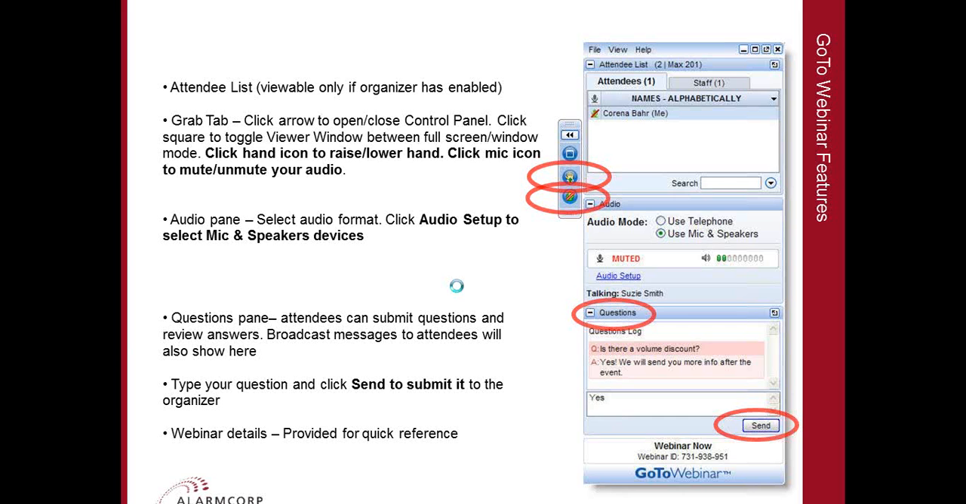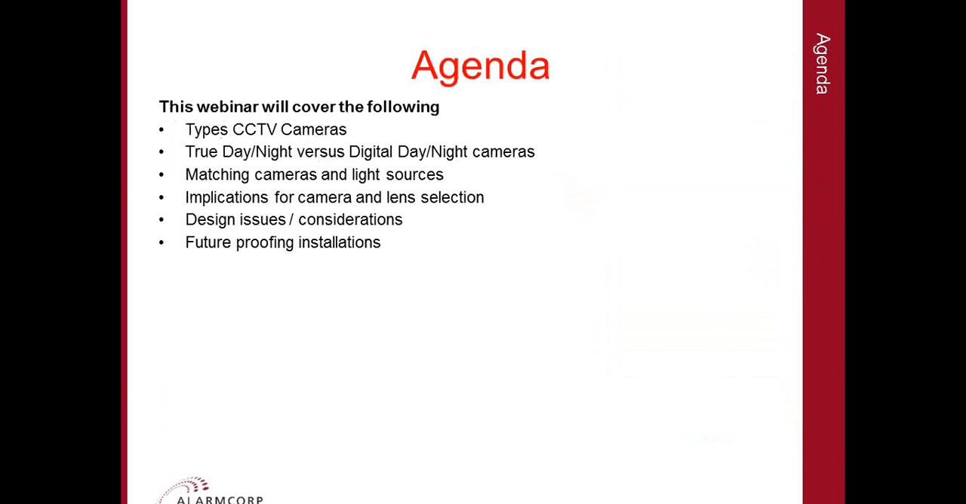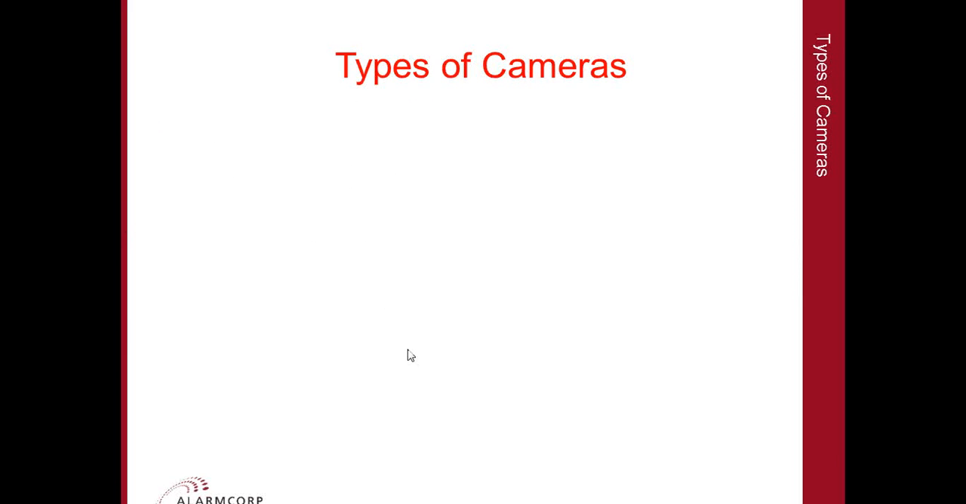Today's agenda. This webinar will cover the following: types of CCTV cameras, what is a true day-night camera versus a digital day-night camera. We will cover the topic of matching cameras and light sources and some implications for both camera and lens selections, some overall design considerations, and a brief touch on future-proofing installations. With that in mind, let's start on types of cameras.